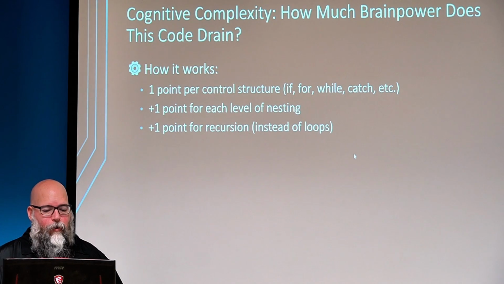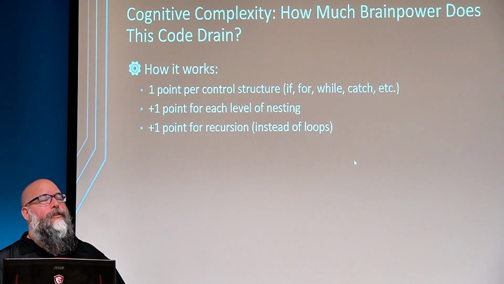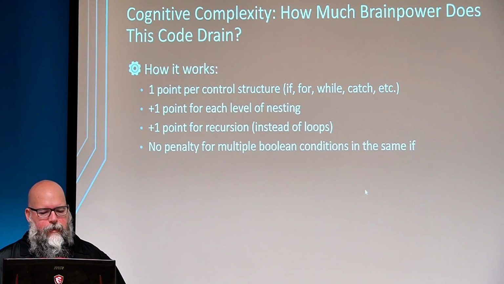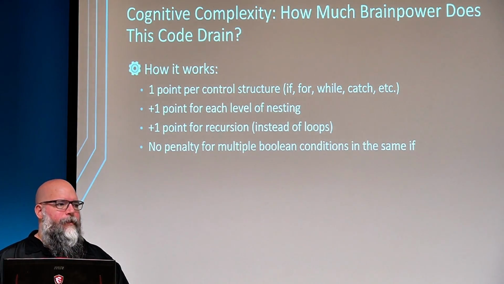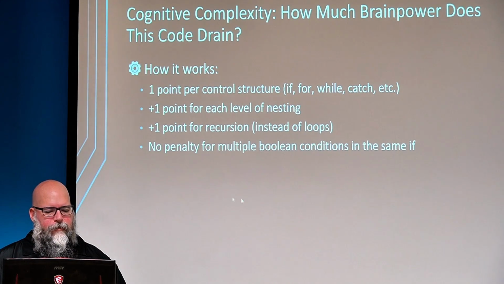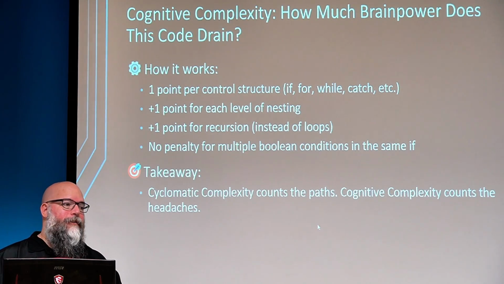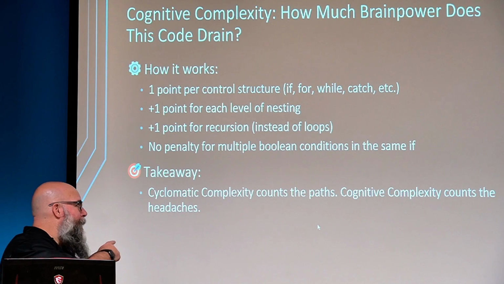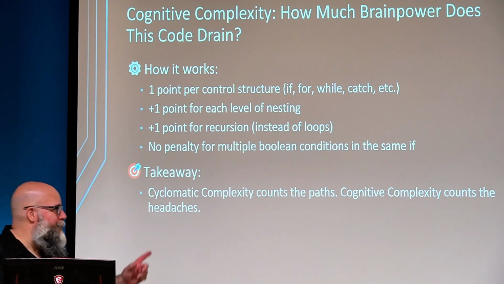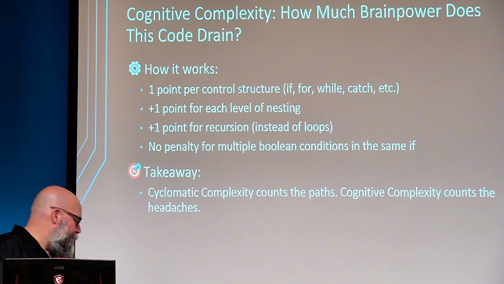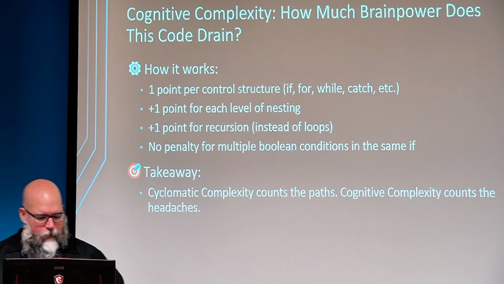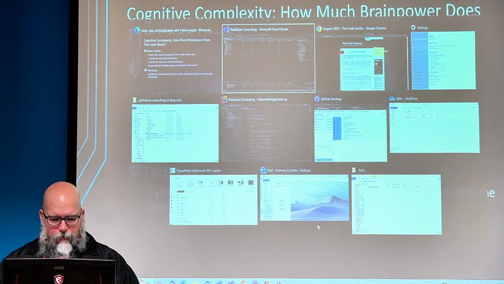So you get one point for recursion instead of loops. And there's no penalty for multiple Boolean conditions in the same if, so you can have a very complex condition. So the takeaway: cyclomatic complexity counts the paths, cognitive complexity counts the headaches. Right. So let's switch over to Rider, and we'll go through.